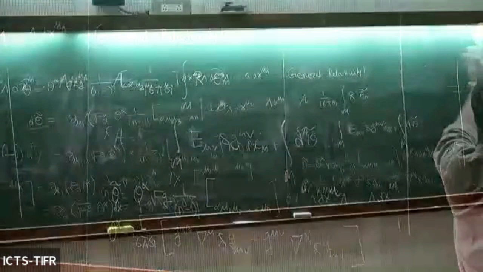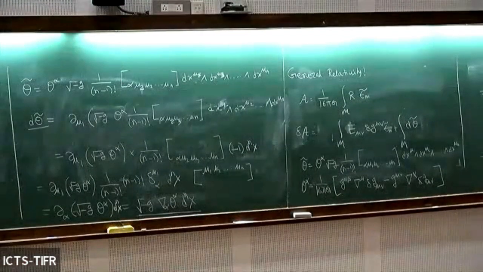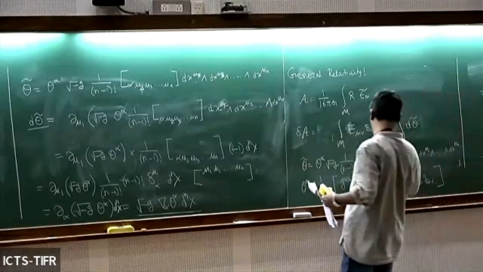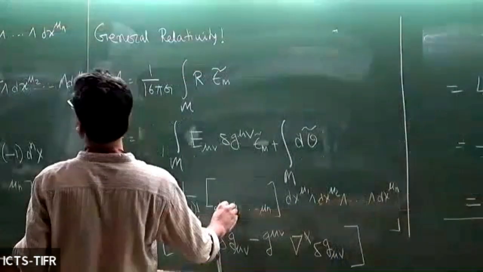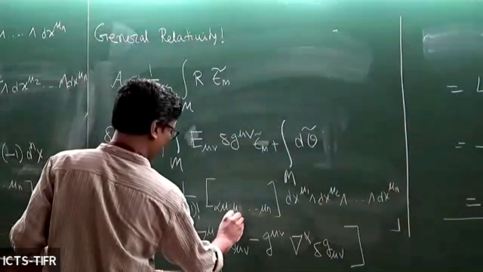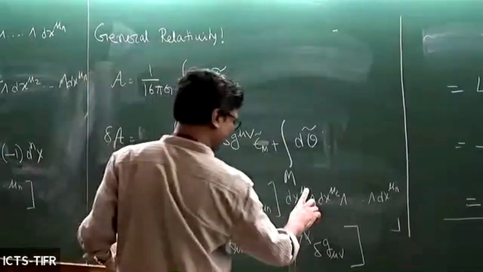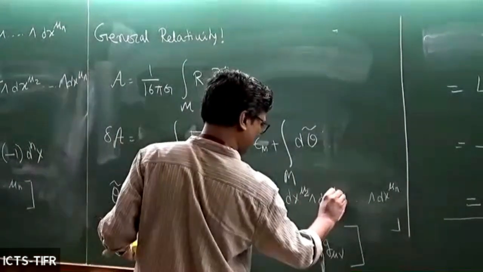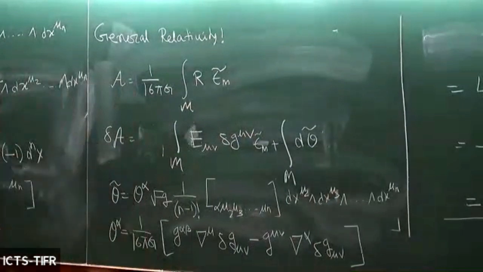Where? Aha, sorry. Indices are giving me pain. How did I write it here? So mu2, mu3. Thanks, my mistake. Mu2. Okay, thanks. Yeah, thanks for pointing it out. Because it's important.